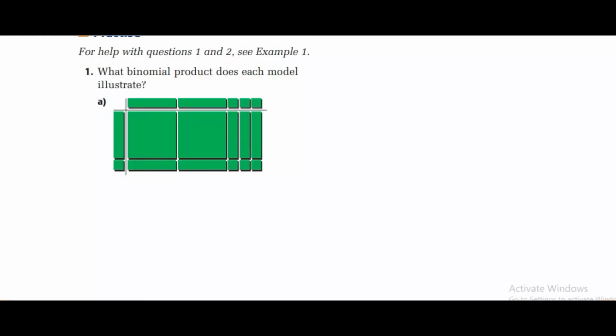This is part A for question number 1, practice 5.1, chapter 5, MHR 10, McGraw Hill. In this question, the author asks what binomial product does each model illustrate, and I choose part A only to solve in this video.